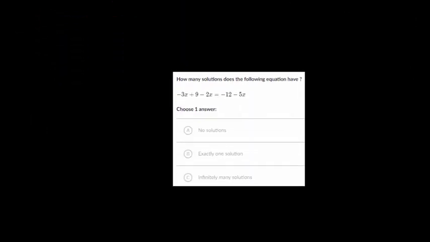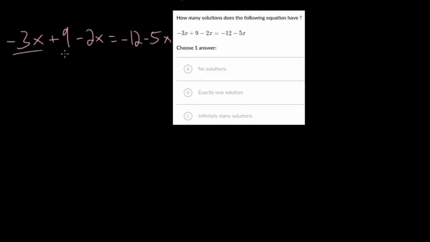All right, moving on to another one. So let's simplify. I'm going to rewrite it first. So minus 3x plus 9 minus 2x equals minus 12 minus 5x. So let's combine like terms. We want to simplify first. So minus 3 and then minus 2, that would be minus 5x plus 9 equals minus 5x minus 12.